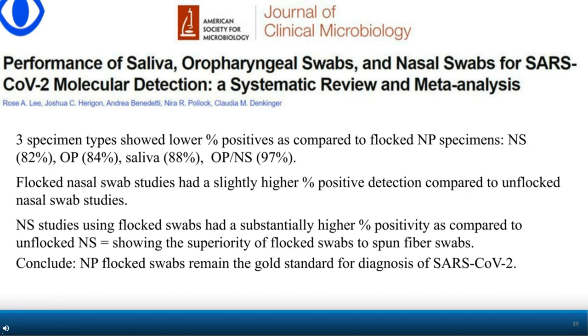And although there are alternative specimens that might be promising, we still have a lot to learn about the impact of the variation of these different types of collection devices, the variation of the people actually collecting the specimens, whether that be a healthcare worker or self-collection. Processing protocols in laboratories are different, and obviously the populations being tested can also be very different as well.